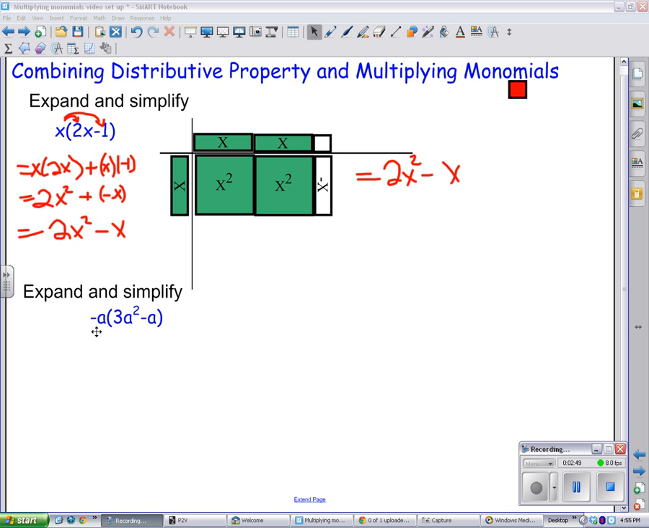Okay, so I can look at a second example, negative a times 3a squared minus a. Notice that the bracket can't be simplified because a squared is going to be something similar to this green square, and a is going to be something similar to this negative x. We also recall that when we multiplied a squared by a, we wound up with a cube. So I'm going to use my distributive property here to expand and simplify, multiplying negative a by the 3a squared, and also multiplying negative a by negative a.